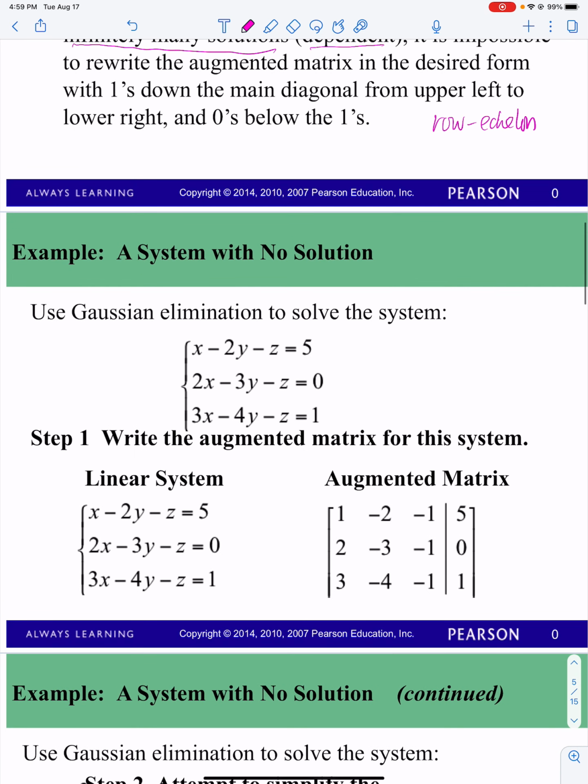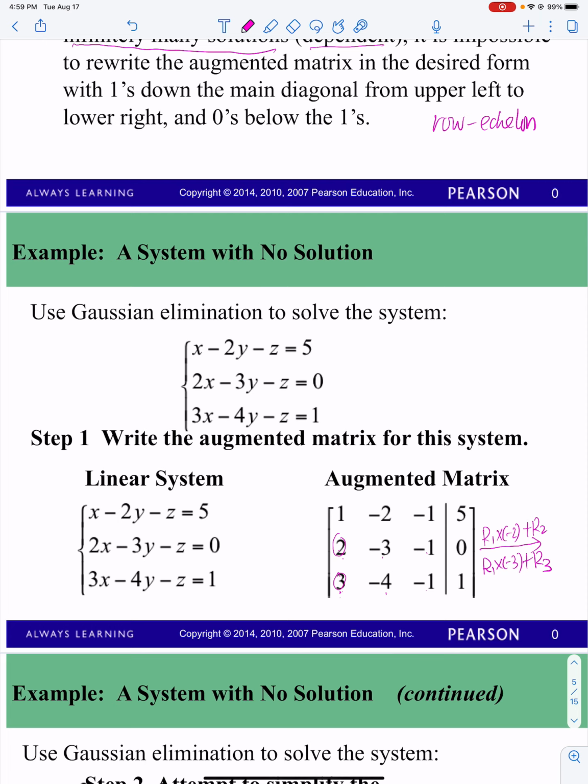If you have x minus y minus z, what will be the augmented matrix? It's all the coefficients: 1, -2, -1, 5, 2, -3, -1, 0, 3, -4, -1. How could you make this one 0? It's R1 times -2 plus R2, so this makes it 0. What will you do to make the 3 be 0 here? R1 times -3 plus R3. Are you with me? So make this 0, make this 0.